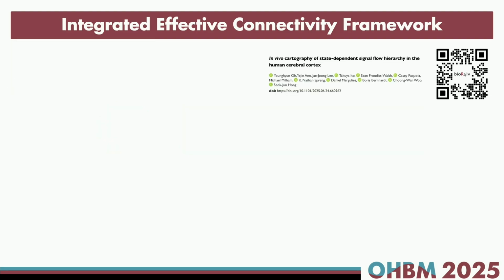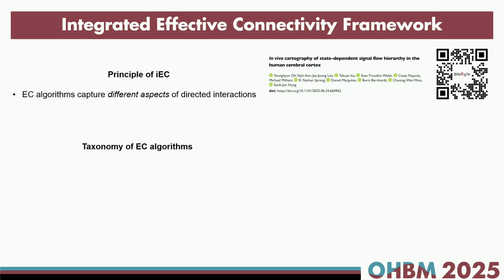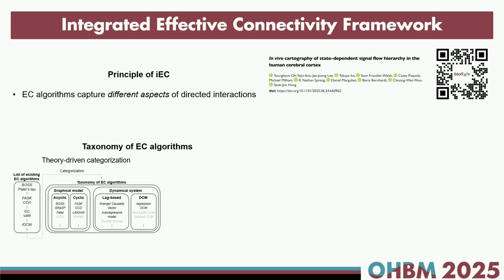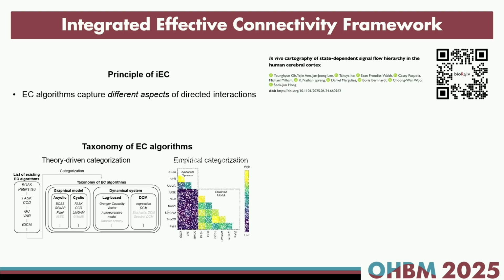In our previous study, we developed a unique way of integrating effective connectivity methods to make a unified one. If you're interested in, you can scan this QR code to read our preprint. In this talk, I'm going to give a brief overview of my EC framework. So the principle of our IEC method is that we utilize the fact that EC algorithms capture different aspects of directed interactions. For instance, we found that there is a theory-driven categorization of EC methods. For instance, you can see that the biggest category is graphical models versus dynamical systems.